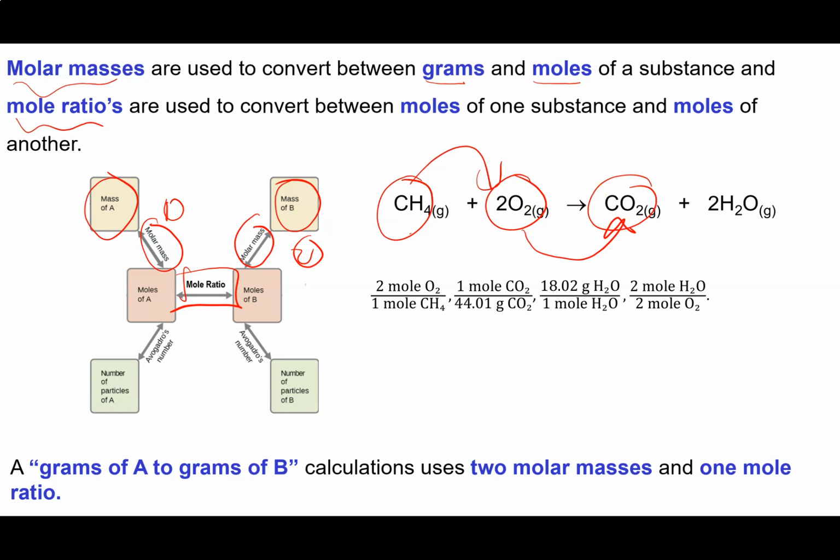They could be on the same side of our chemical equation. They could be on opposite sides of our chemical equation. We might go from products to reactants. We might go from reactants to products. We might go between products. Just any two things that happen to be in our chemical equation, we're going to be able to go from grams of one to grams of the other.